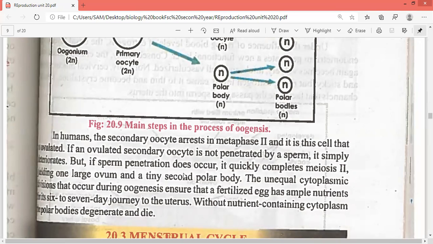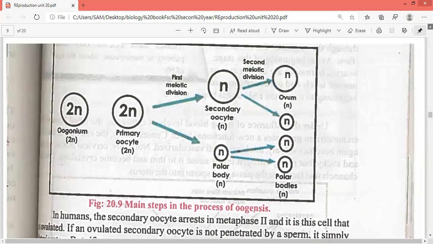But if the sperm penetrates, it quickly completes its meiosis too, और ये क्या बना लेता है, a large ovum and a tiny secondary polar body, second polar body. The unequal cytoplasmic divisions that occur during it ensure that the fertilized egg has ample nutrients. तो क्या होगा, ये जो अनइक्वल डिस्ट्रीब्यूशन होती है ना, इसका रीजन ये है कि फर्टिलाइज्ड एग को ज्यादा से ज्यादा न्यूट्रिएंट्स मिले, राइट. For the 6 to 7 days journey, without nutrient-containing cytoplasm, the polar body degenerates and dies. ठीक है.